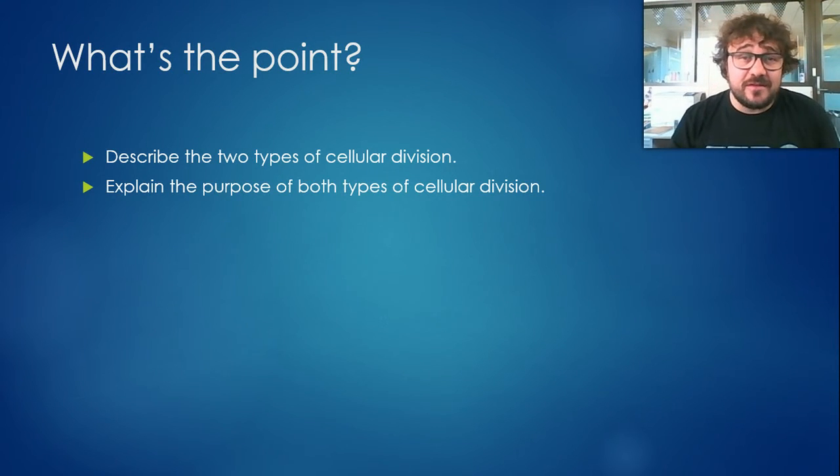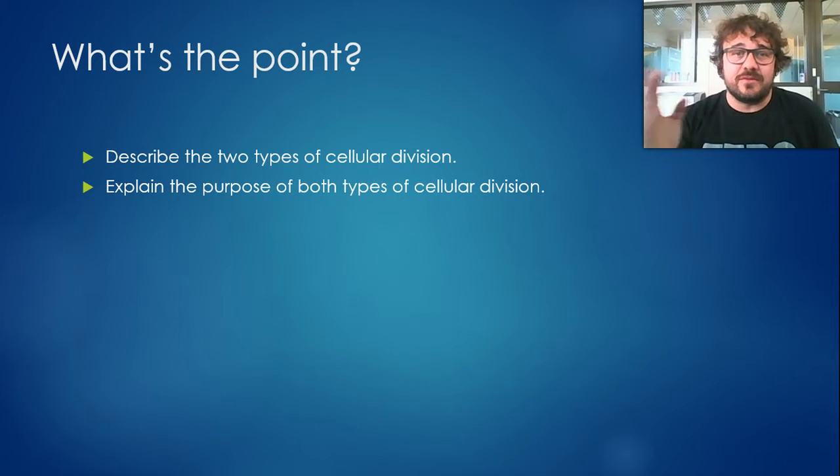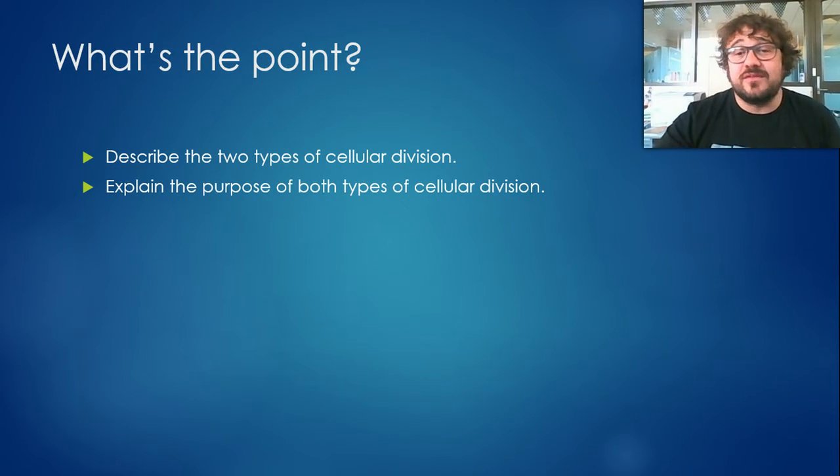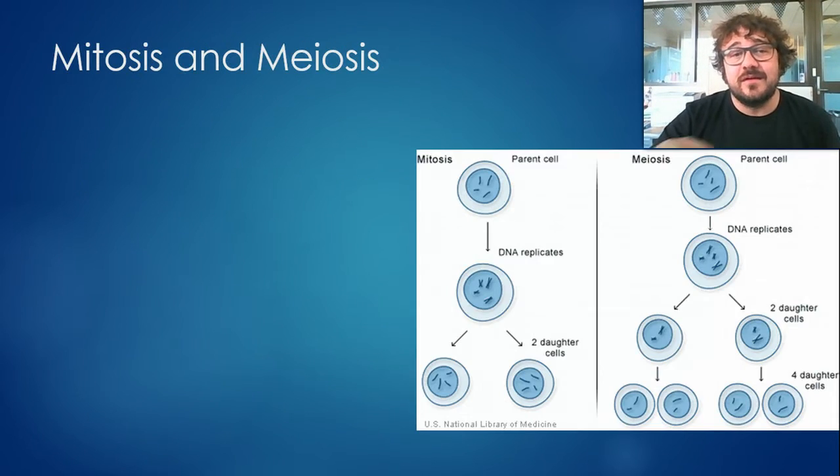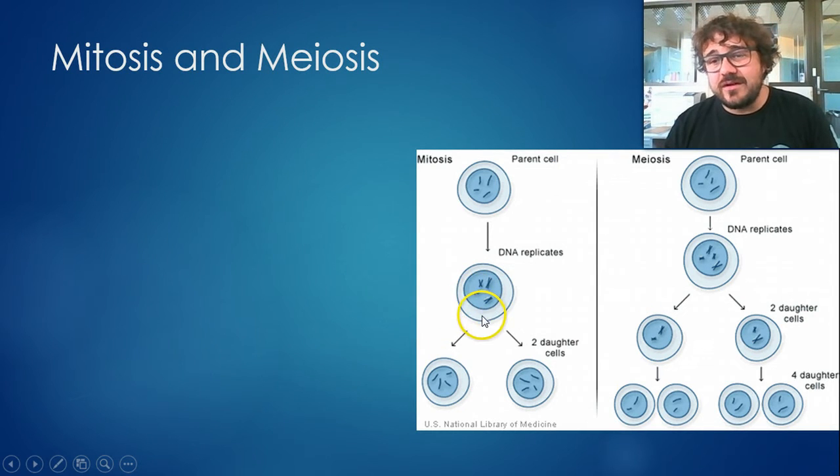All right. So what's the point? By the end of this, you'll be able to describe the two types of cellular division. You don't need a lot of detail on this. You just need to know pretty much the diagram we put up there, as well as the things that are written on the board here. You also want to be able to explain the purposes of both types of cellular division, because there are two types we're going to look at, and they have two different purposes. So, mitosis and meiosis.